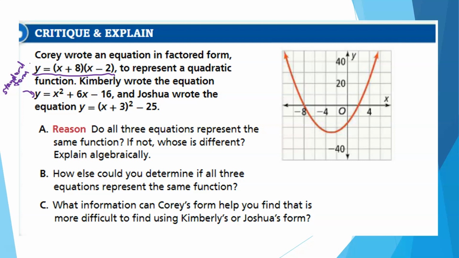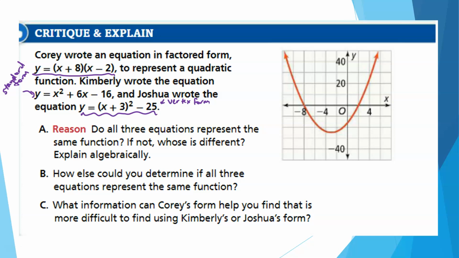And Joshua wrote the equation y equals x plus 3 squared minus 25. Remember, that is considered vertex form. So we actually have three different ways to write the same thing. Now the question is, do all three equations represent the same function? I said those are three different representations, but we don't know yet if they're the exact same.